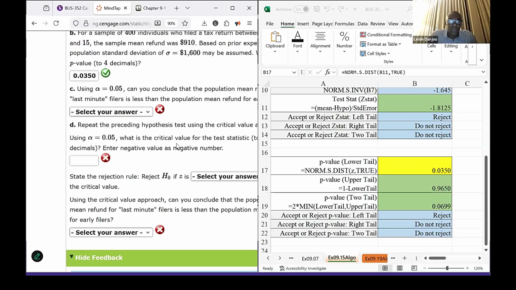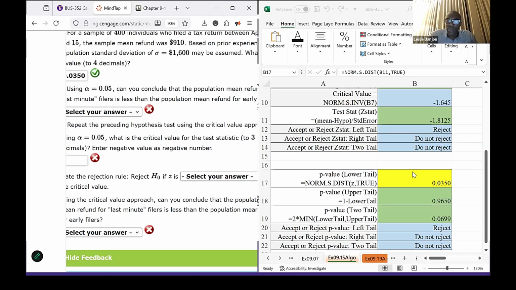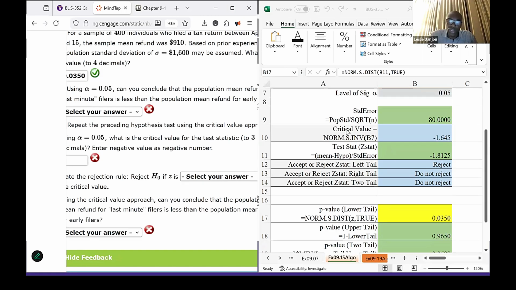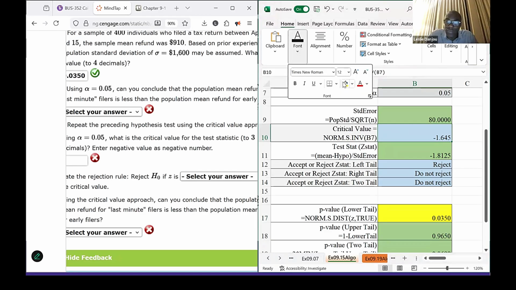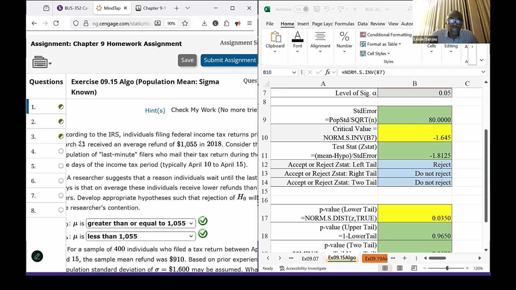What is the critical value of the test statistic? If it's a negative number, put in a negative number. How do you find the critical value? You will see critical value, or T crit, or Z crit, or F crit, or whatever crit. Some kind of critical value is this value right here. Let me yellowify this. We're going to put in negative 1.645. Check your work. Make sure you're golden.